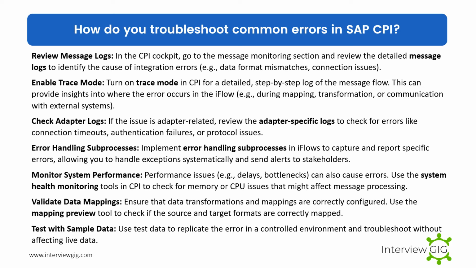Monitor system performance. Performance issues, e.g., delays, bottlenecks, can also cause errors. Use the system health monitoring tools in CPI to check for memory or CPU issues that might affect message processing. Validate data mappings. Ensure that data transformations and mappings are correctly configured. Use the mapping preview tool to check if the source and target formats are correctly mapped. Test with sample data. Use test data to replicate the error in a controlled environment and troubleshoot without affecting live data.